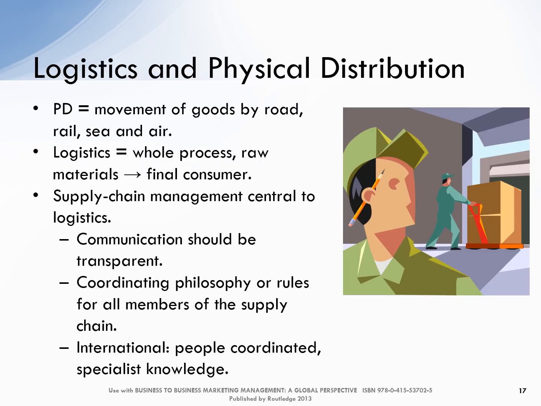Logistics and physical distribution. Physical distribution equals movement of goods by road, rail, sea, and air. Logistics equals the whole process, from raw materials to the final consumer.